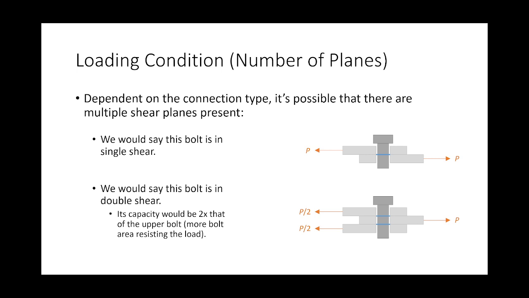Now, it does not mean that the bolt magically got stronger under the presence of two shear planes. What it means is that to fail the bolt in shear, we have to rip through more area of bolt, right? So again, the bolt didn't magically get stronger, but the area increased. So single shear, double shear, those are common instances.